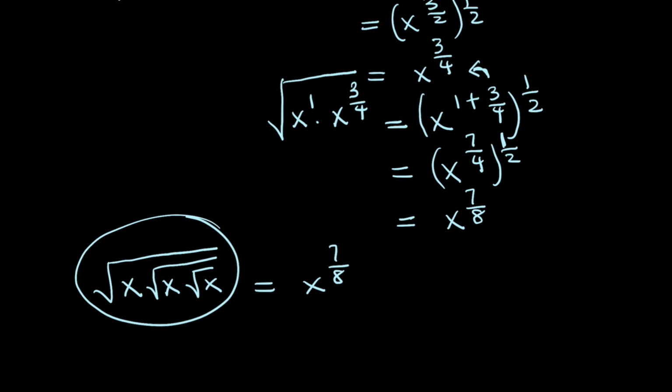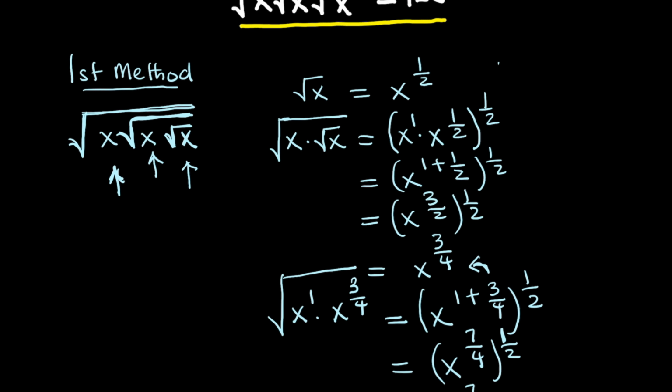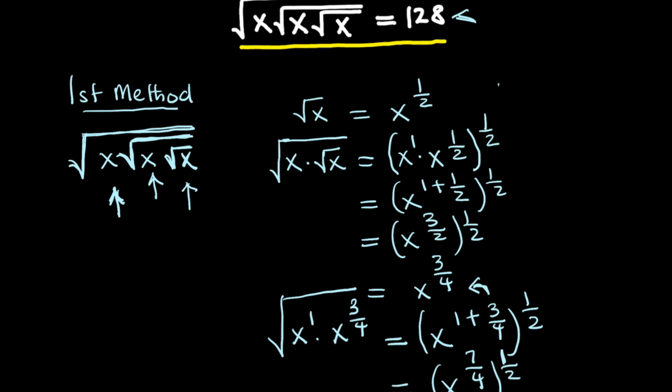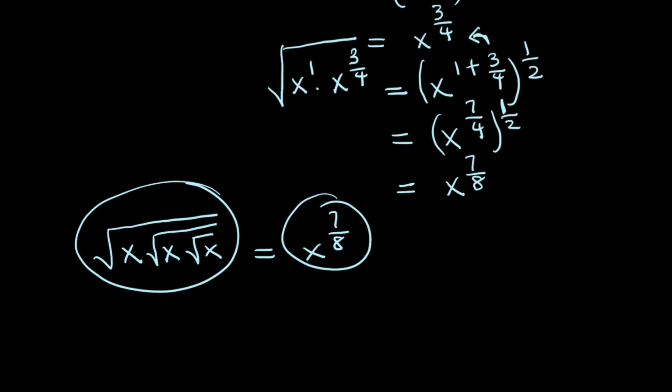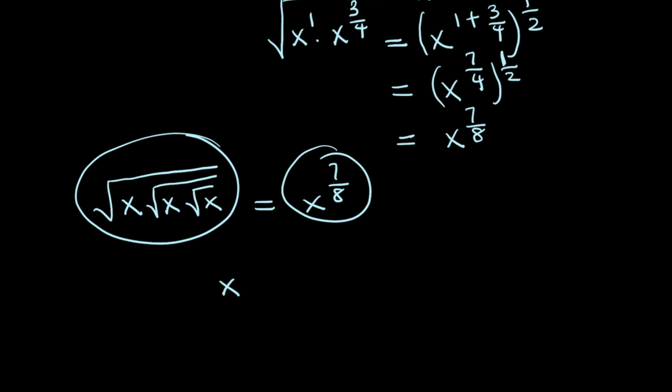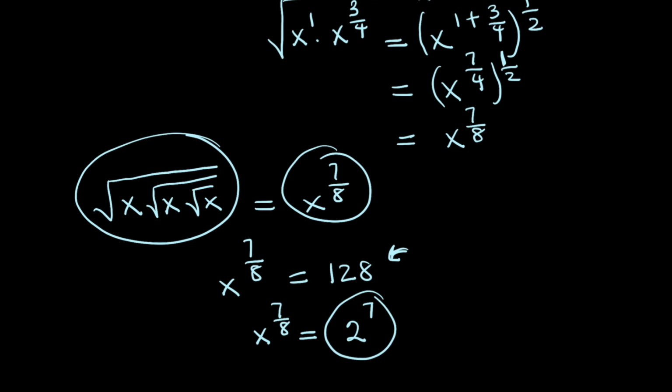So now that we have been able to simplify this into this, what's left now is to equate it to 128. So equating that to 128 will give us x raised to power 7 over 8 is equal to 128. Now on a careful look at 128, we see that it can be expressed as 2 raised to power 7. This means x raised to power 7 over 8 is equal to 2 raised to power 7.